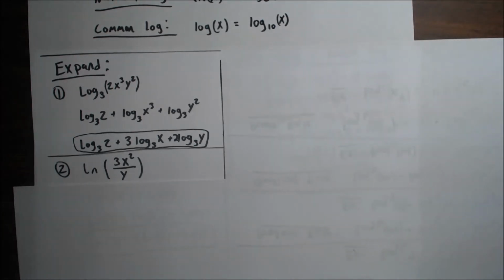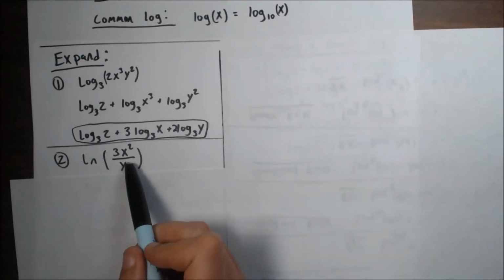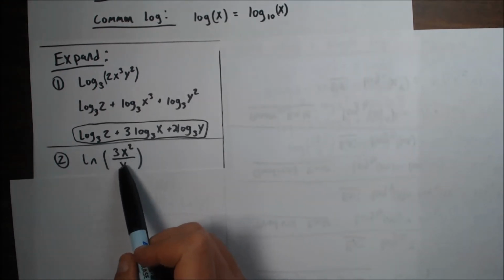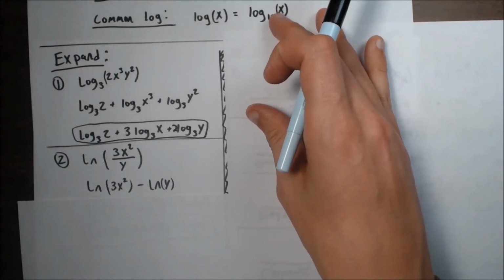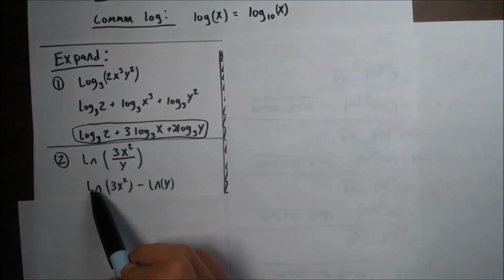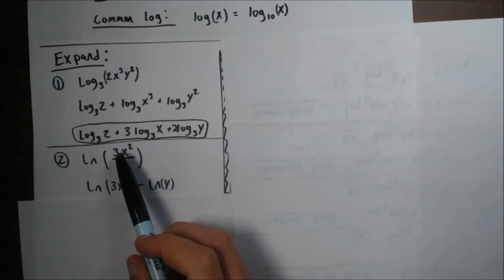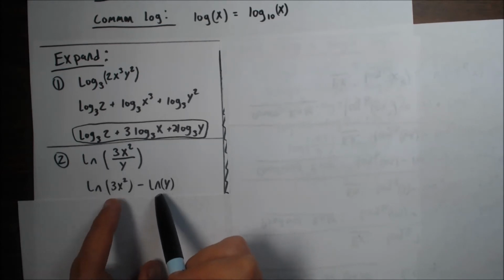Nothing special about ln. That just means every time I write the log now, I'm going to say ln instead of log base 3 or log or whatever. So I've got a quotient here that I want to go ahead and get rid of first. So I'm going to take the first part and the second part and separate them, the top and bottom, with a subtraction sign outside of the logarithms. So now I'm going to say ln 3x squared minus ln y. So the numerator and denominator split apart with a subtraction sign outside of the logarithm.